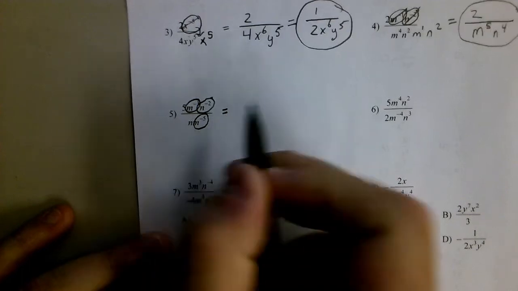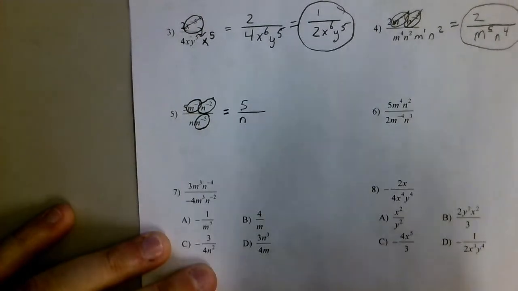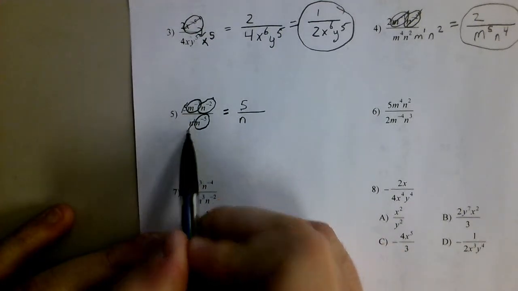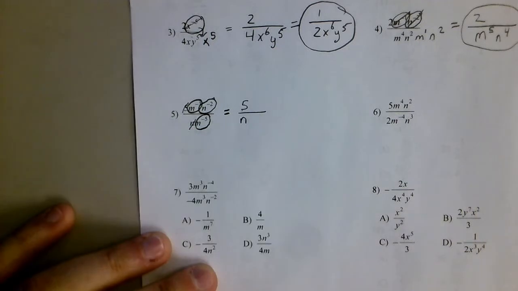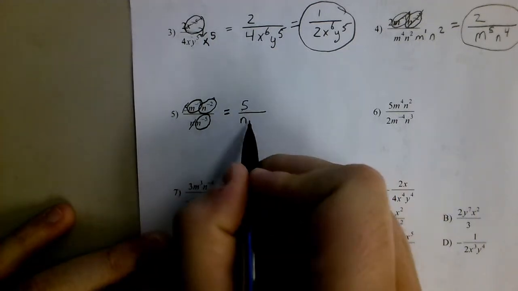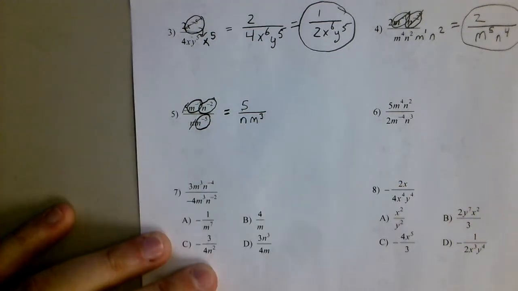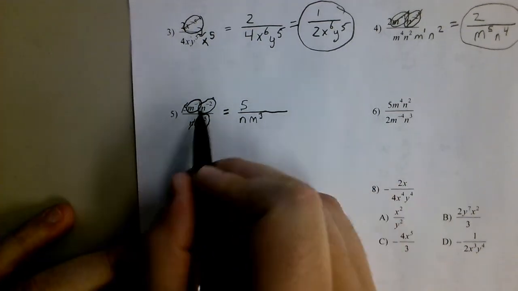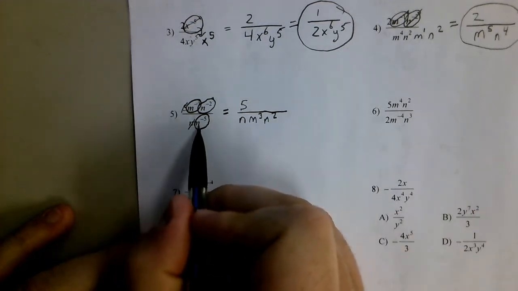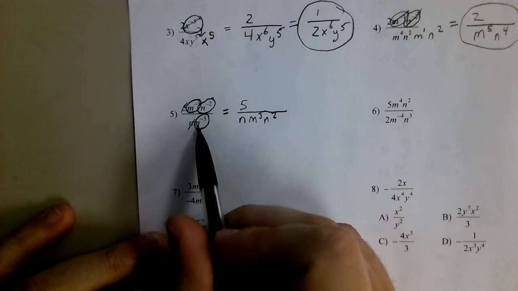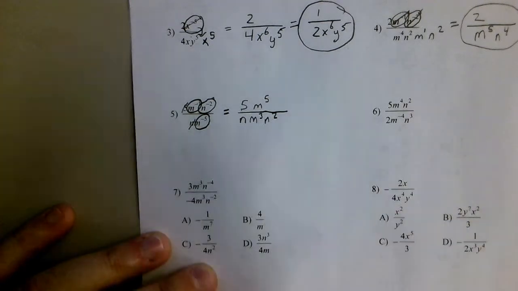So I've got my 5 up top, I've got my n down below. That's these two here. So now I have to do these next ones and change their positions. So I'm going to take m to the negative third, put it in the bottom, and make it positive. I'm going to take that n to the negative second, put it at the bottom, make it positive. Then I'm going to take this m to the negative fifth, move it to the other side, and make it positive.